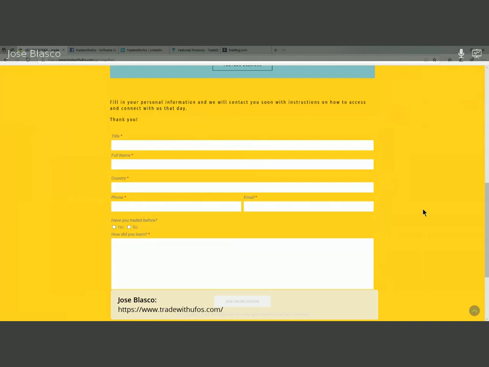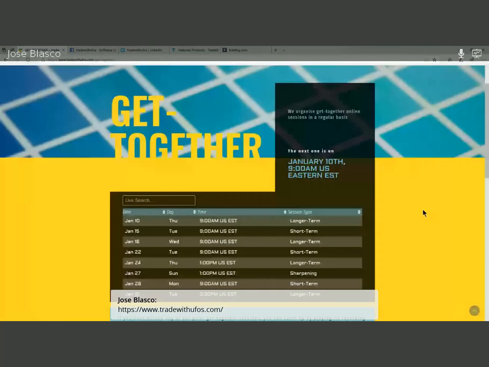Obviously, this is an important section of the website in the sense that thanks to this section, you will know the sessions that are coming and you can get ready for it. Notice we have different session types: longer term, short term, and also sharpening. Basically, there are 3 types of sessions.